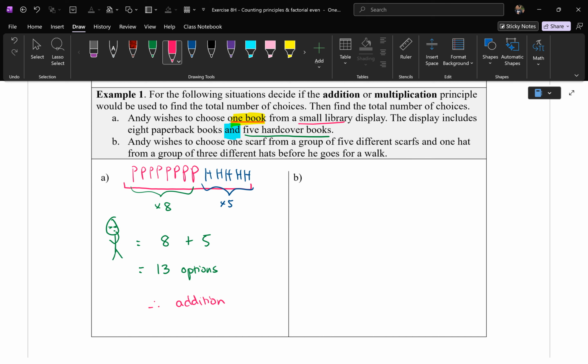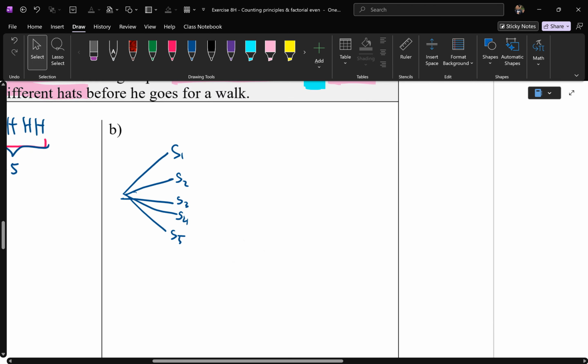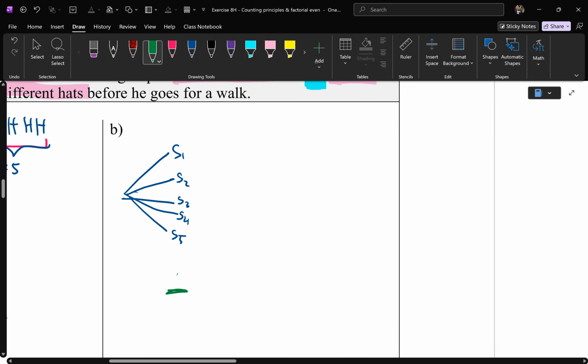Okay. Next one. Andy wishes to choose one scarf from a group of 5 different scarves and then one hat. So this is another word and. One hat from a group of 3 different hats. So this one's a different scenario. You see, this one is you had five different scarves. So 1, 2, 3, 4, 5. Scarf 1, scarf 2, scarf 3, scarf 4, scarf 5. Whoops, I drew too many. And so Andy chooses one of these. So he has to choose one. And we don't know which one, but there's obviously 5 options there.